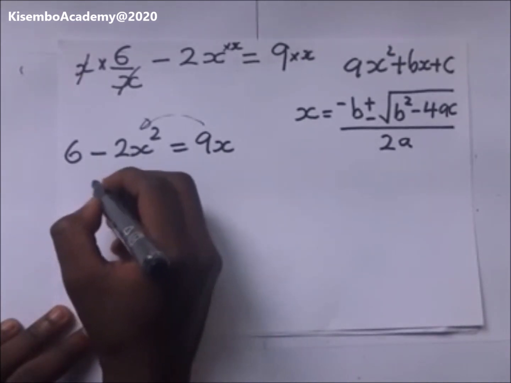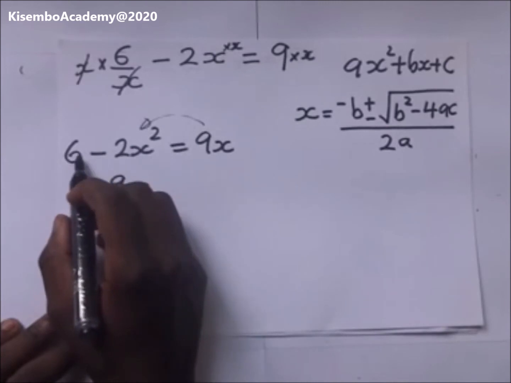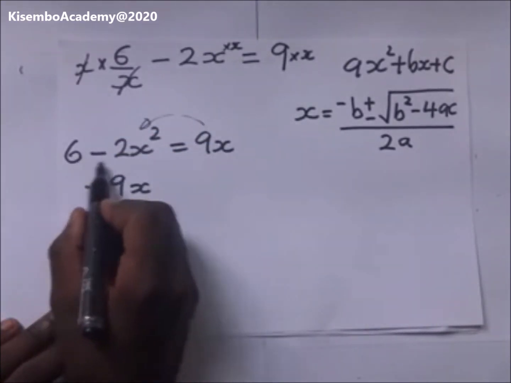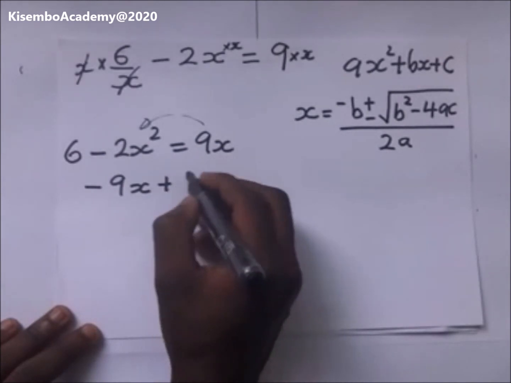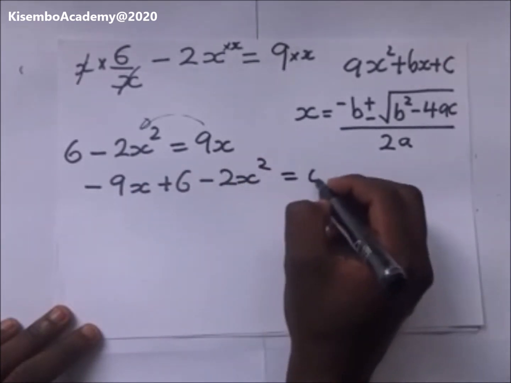This is going to become negative 9x. When the 9x comes this way, it becomes negative 9x. Then we find 6 minus 2x squared minus 9x is equal to 0.